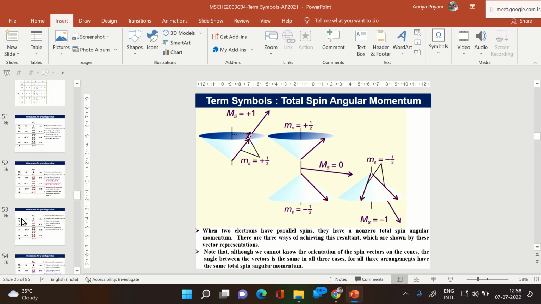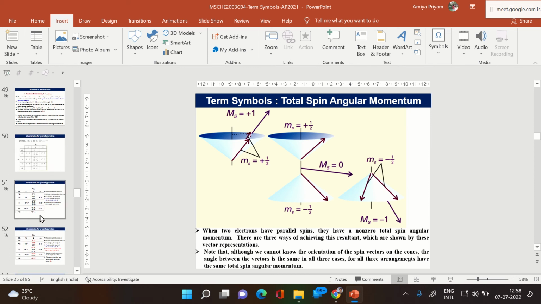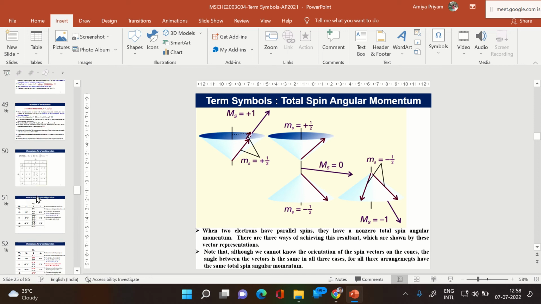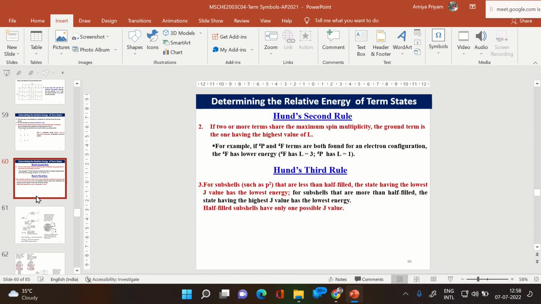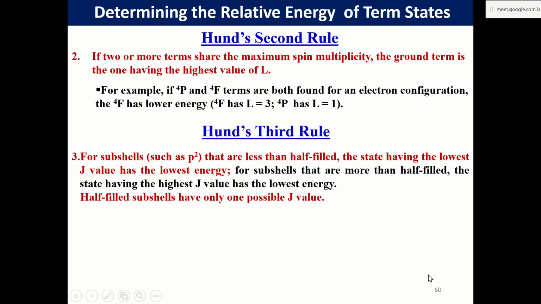And then the next point: we were discussing Hund's rules, and Hund's second rule was about the value of L. For a higher value of L, both electrons are moving in the same direction, so the chances of meeting each other are less, and the repulsion would be less. Hund's third rule says that if a subshell is less than half filled, the state having the lowest J will be lowest in energy. For subshells that are more than half filled, the highest J will have the lowest energy.